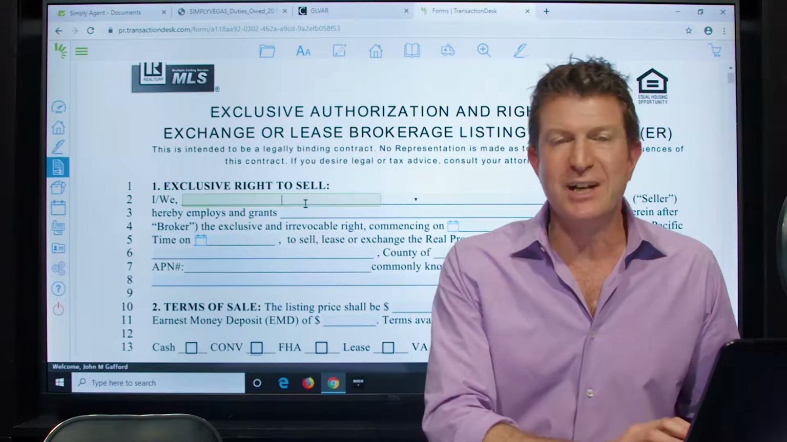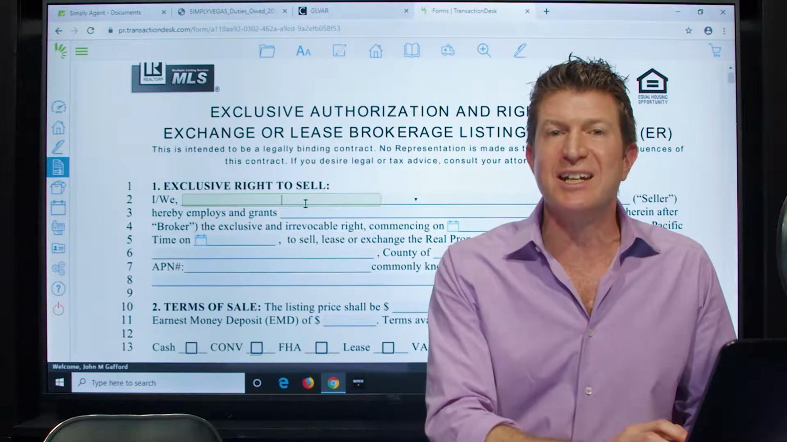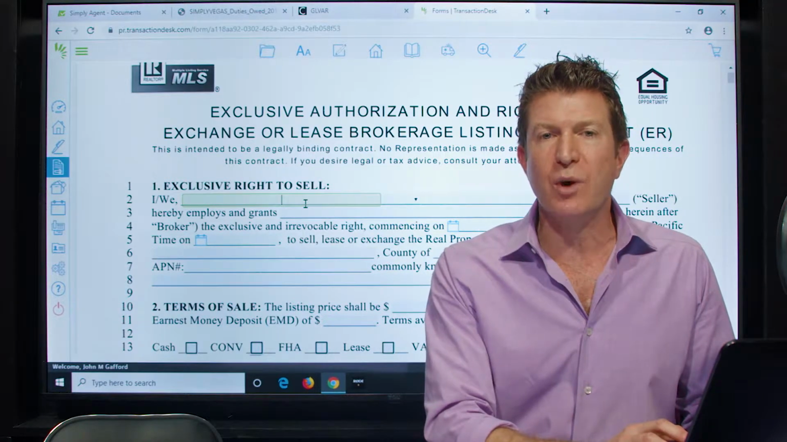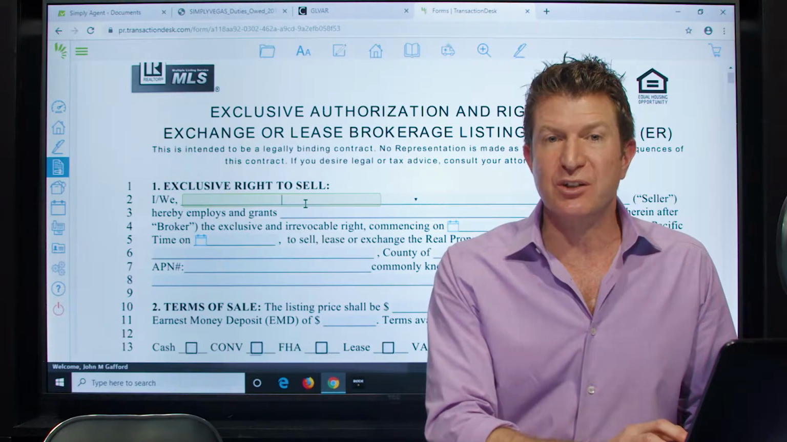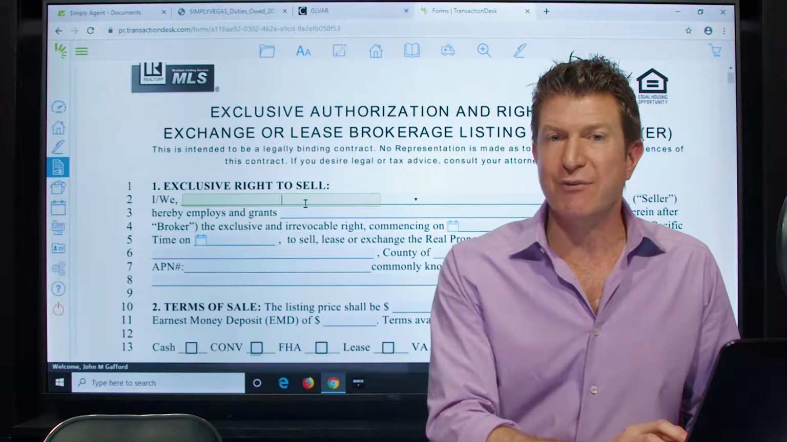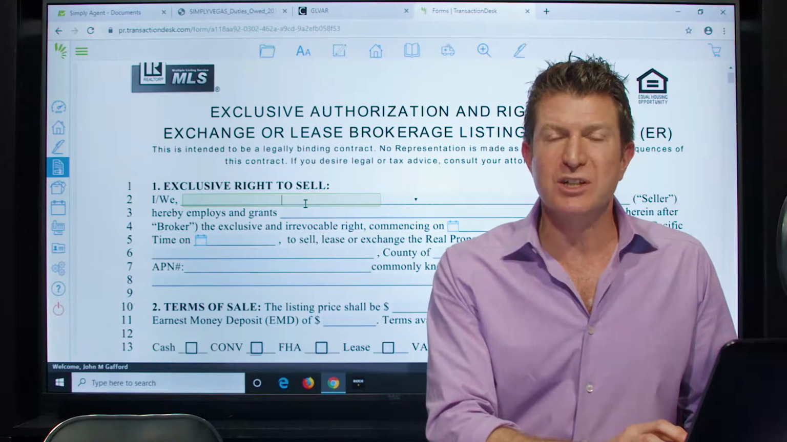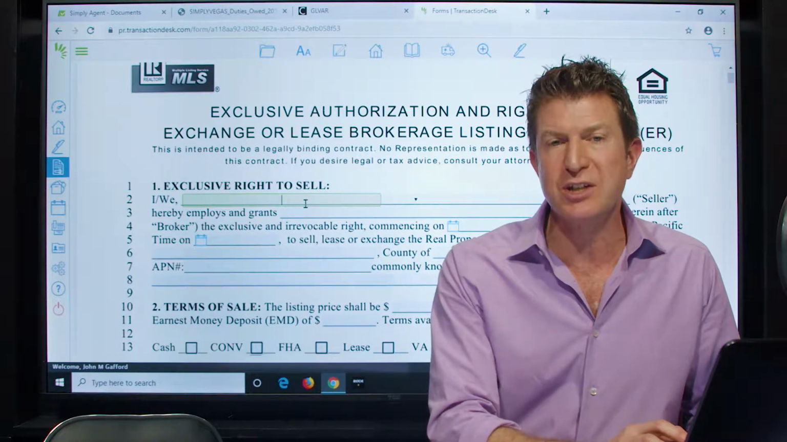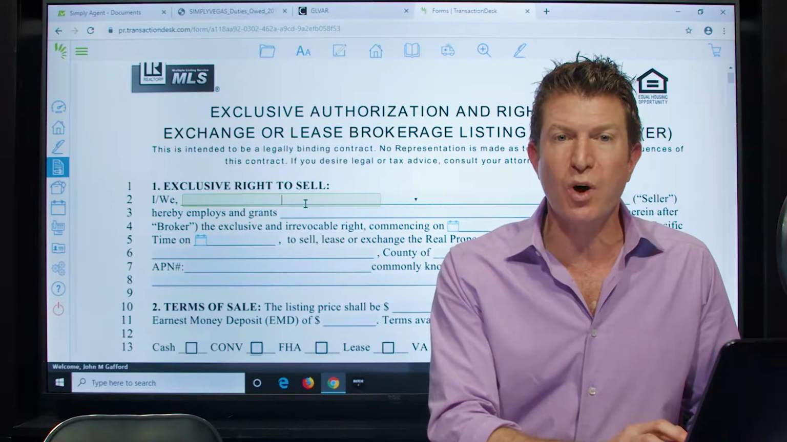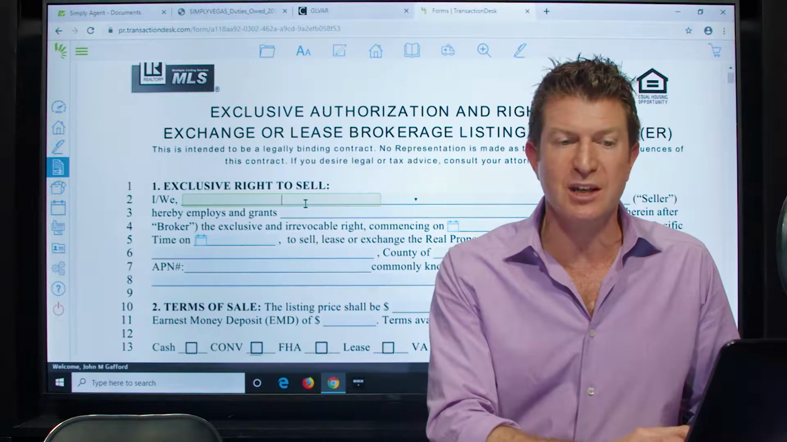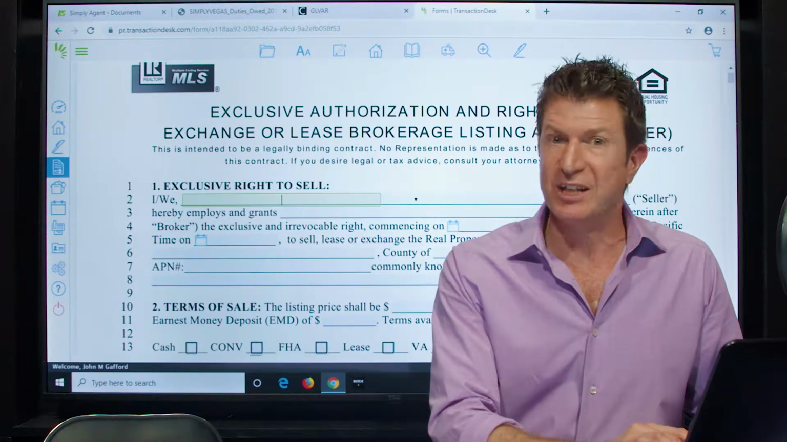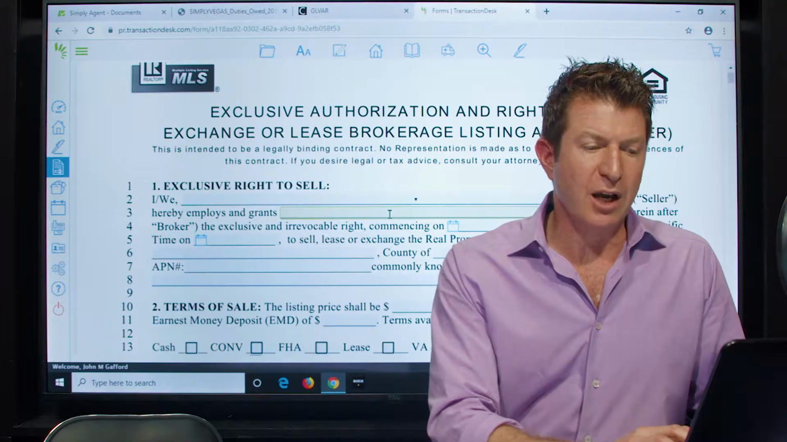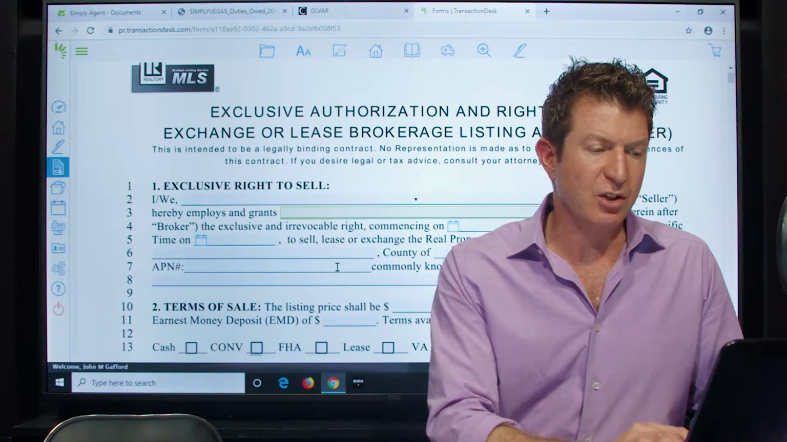Starting off at the top, it's the name of your seller, or if it's an entity, it's the name of the entity, followed by who they are, whether they're a manager, if it's an LLC, or if they're a trustee, if it's a trust. If you have two trustees that both need to sign for a trust, both of those people need to be present. A lot of times if it's husband and wife, they're both going to be trustees. They both need to sign the listing agreement. Very important. Then we're going with your name and the company name on the next section along here.